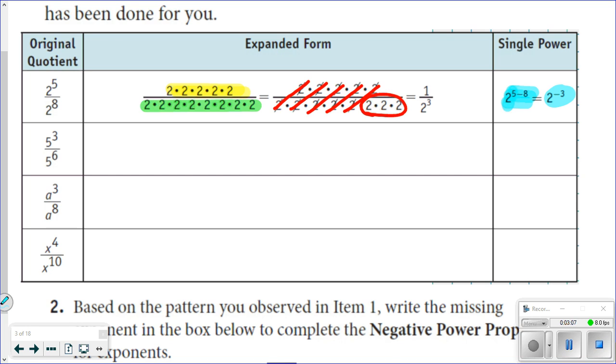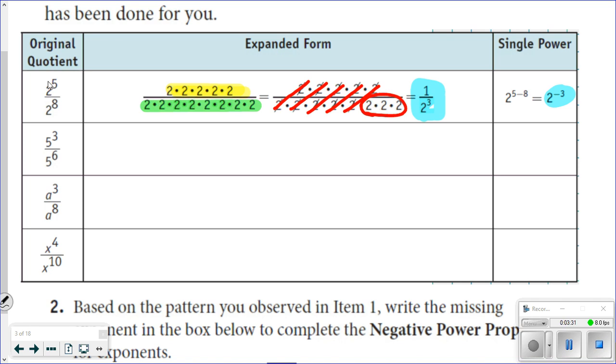But that looks different than what we wrote here. So as we keep going, we're going to talk about why one of them says 1 over 2 cubed, and the other one says 2 to the negative 3. Interesting. Okay, let's keep going, and let's see what happens here.